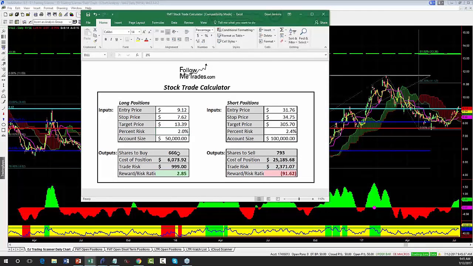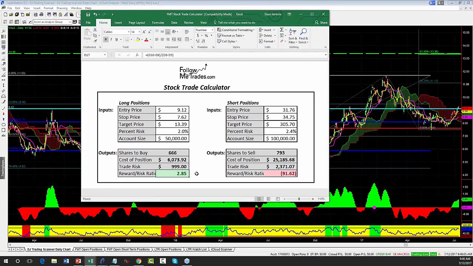If I had a $50,000 account, what this would tell me is go buy 666 shares, and that's going to cost you $6,000, right? And if you hit the stop at 762, you're going to lose 2% of your account, $1,000. That's a tolerable risk. It's also telling me that the reward to risk ratio in this trade is 2.85 to 1. That's healthy, right? The minimum I'll take is 1.2. I like to have them over 2. 2.85 is a really healthy trade.